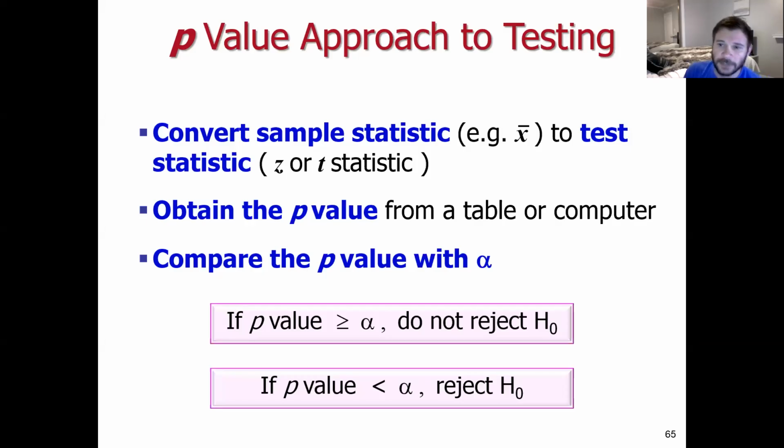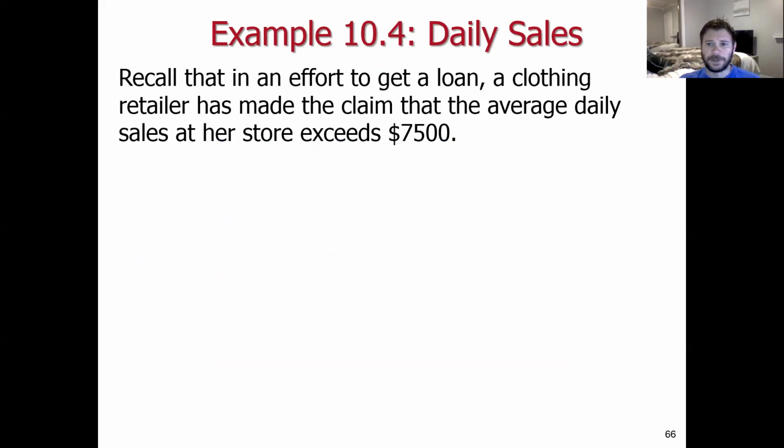So let's go ahead and take a look back at an example that we had gone through in one of the earlier hypothesis testing videos, when we were dealing with a scenario where we knew what the population standard deviation was, and we could just apply the z-table here. We're going to do that just to make it accessible for us to manually find this p-value without a software package. But recall the situation: in an effort to get a loan, a clothing retailer has made the claim that the average daily sales at the store exceeds $7,500, and that's what she wanted to show here.